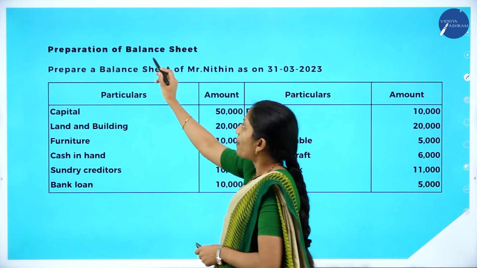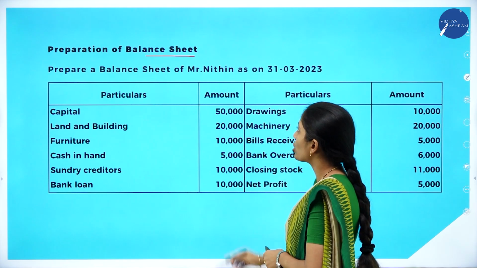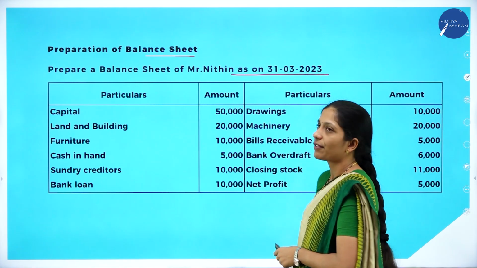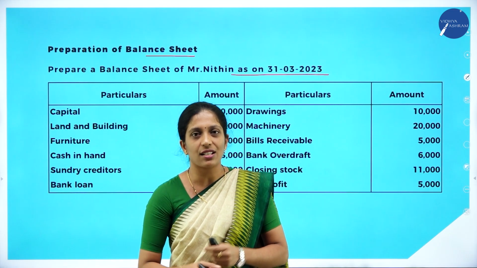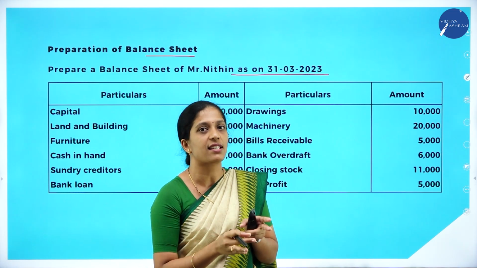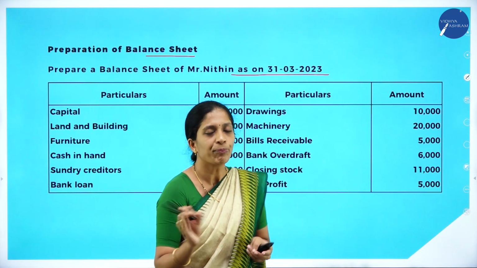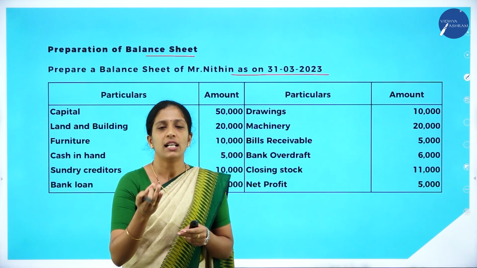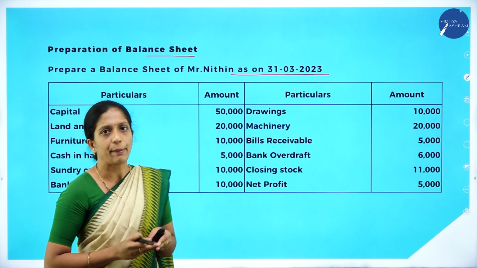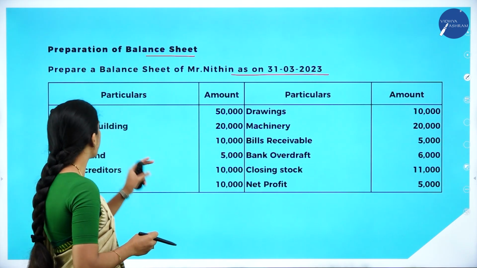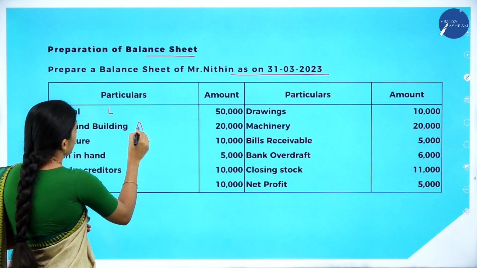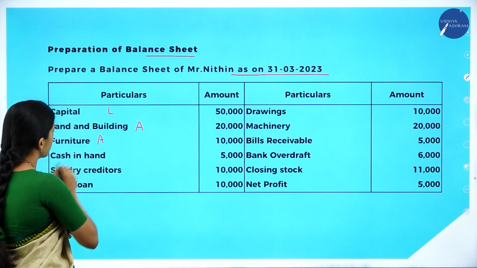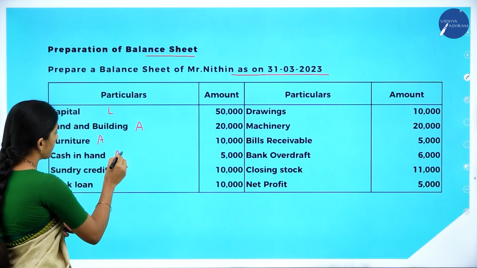So, preparation of balance sheet. Prepare a balance sheet of Mr. Nitin as on 31st March 2023. Preparing a balance sheet is very easy. You just have to identify which are the assets and which are the liabilities. By seeing the question itself, we shall continue with segregating them into assets and liabilities. The capital comes under the liability side. Land and building is an asset. Furniture is an asset. Cash in hand is a current asset.